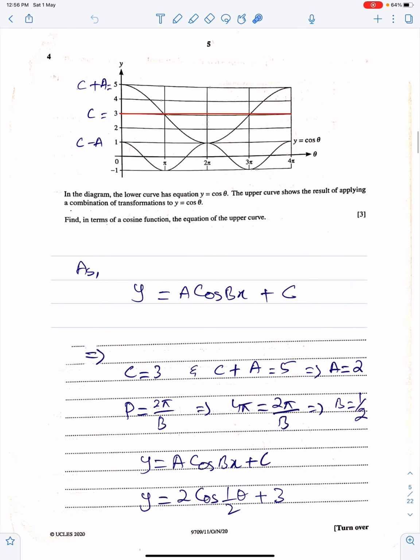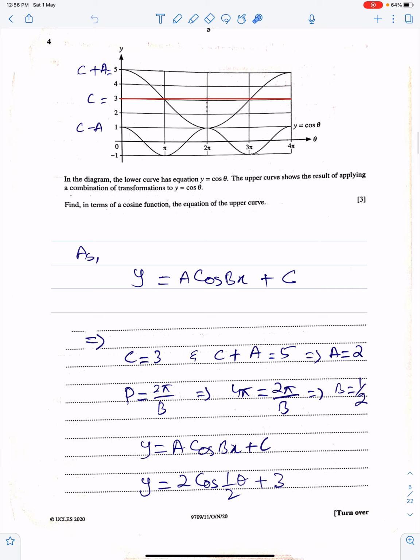Question number 4. In the diagram, the lower curve has equation y is equal to cos theta, this curve. The upper curve shows the result of applying a combination of transformations to y is equal to cos theta. Find, in terms of the cosine function, the equation of the upper curve.